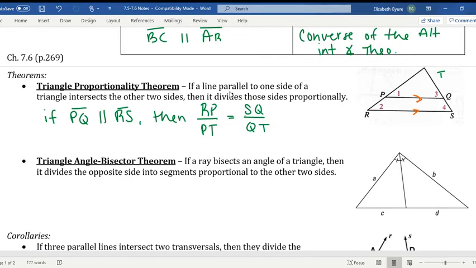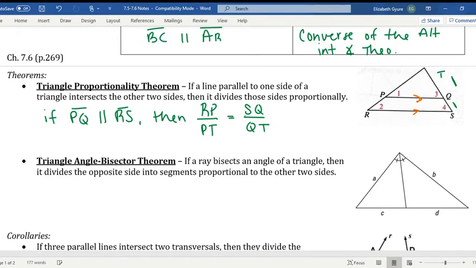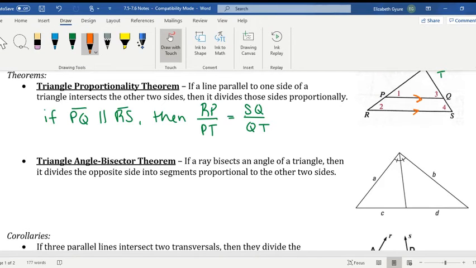So basically your sides get split up proportionally. The ratio of RP to PT is going to be equivalent to the ratio of SQ to QT. Now something else that happens, that's not the only proportion you could write here. These smaller parts are also going to be proportional to the entire side of your triangle. So there's a few different proportions you could write.